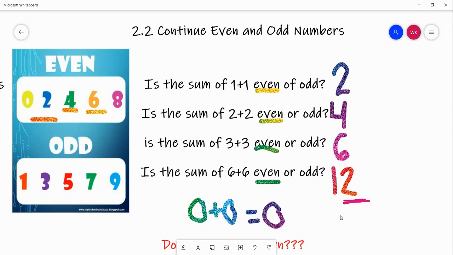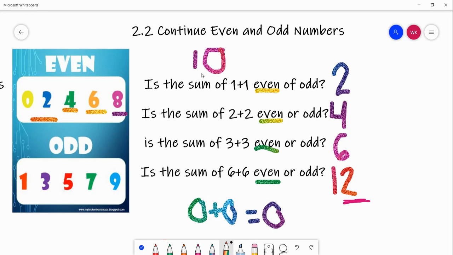Think 4 plus 4 equals 8. Let's go look at our even chart. Oh, okay, 8 is an even number. Let's think of another doubles fact. 5 plus 5. 5 plus 5 equals 10. So remember, if you have that 10, we are only looking in the ones place. So in our ones place, we have a 0.